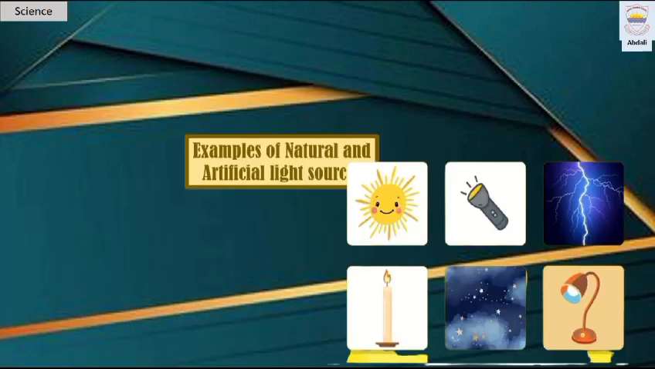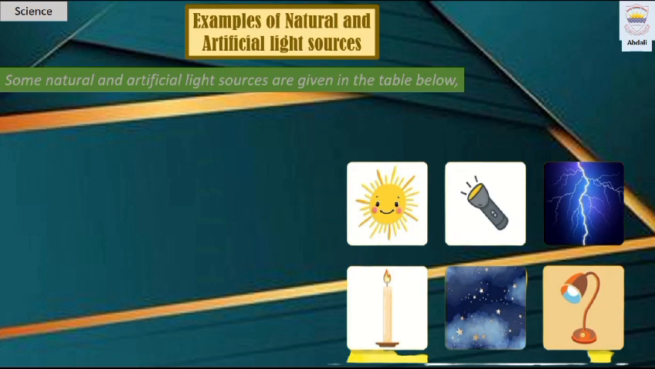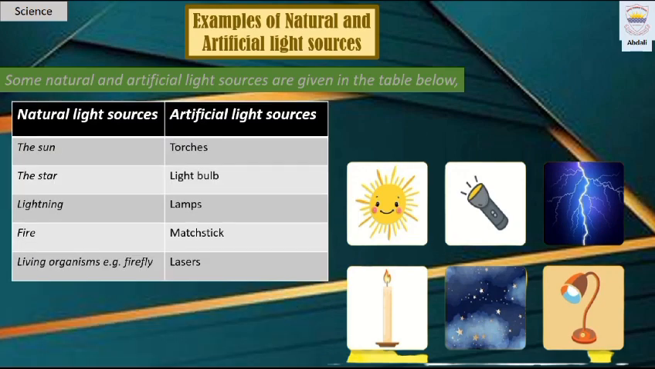Some natural and artificial light sources are given in the table below. Natural light sources: the sun, the stars, lightning, fire, living organisms, e.g., firefly. Artificial light sources: torches, light bulbs, lamps, matchstick, lasers.